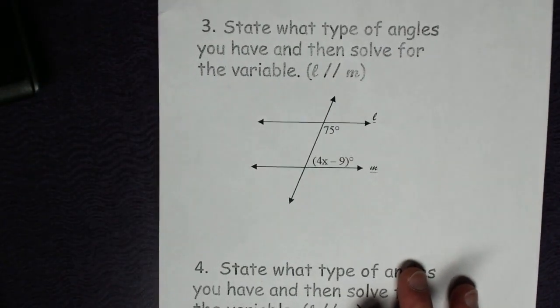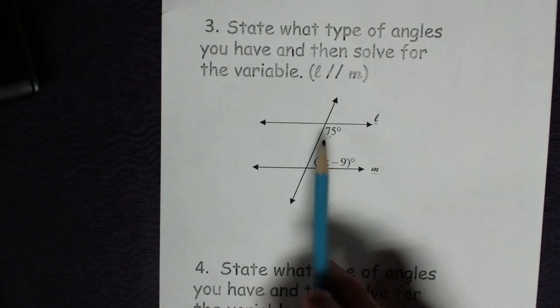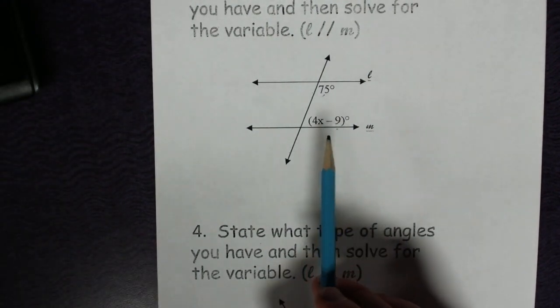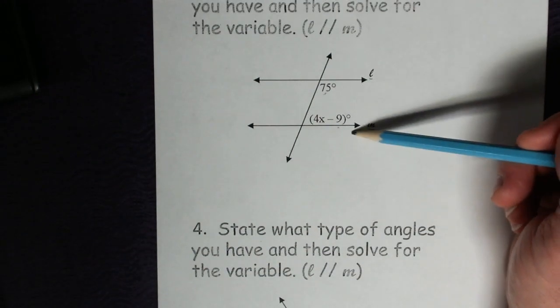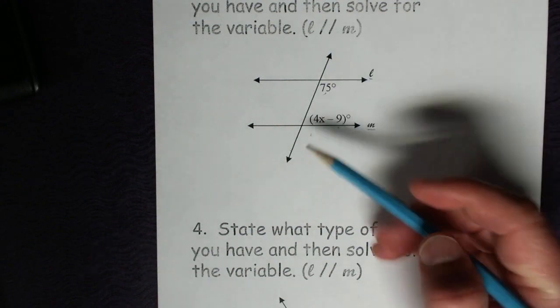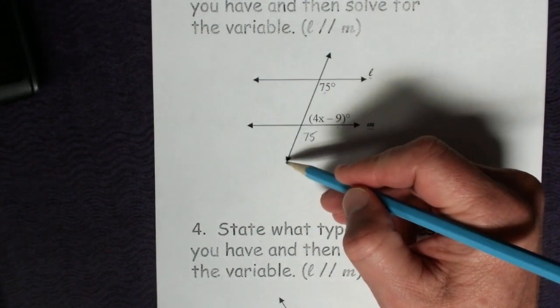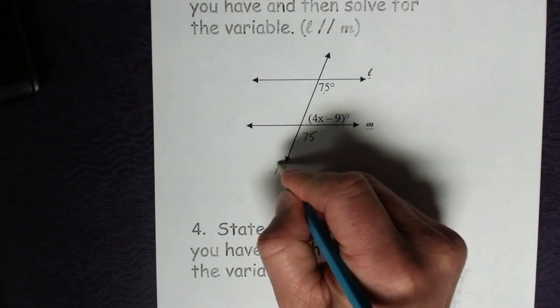Okay, so let's go to the back page. Question 3, again, we're solving for x. Let's take a look at our angles. I have a 75 here. I have a 4x minus 9 there. If you look at your angles, I'll take L again. That 75 is going to be here. So again, going back to our straight line, that's 180 from last chapter.